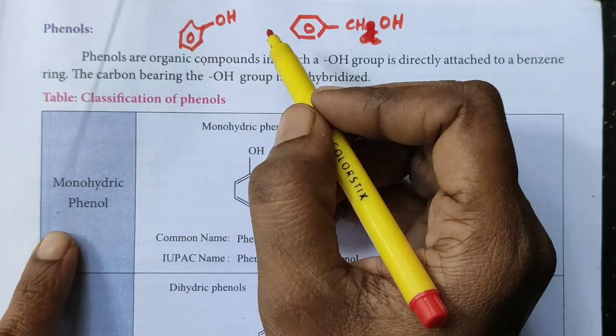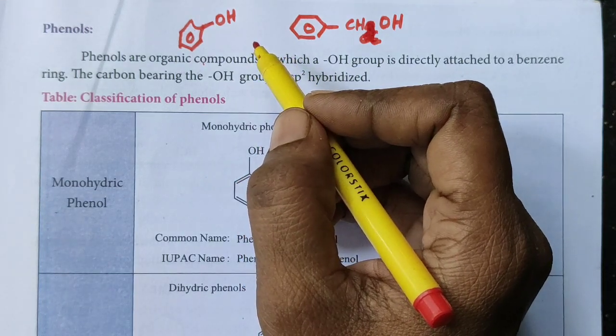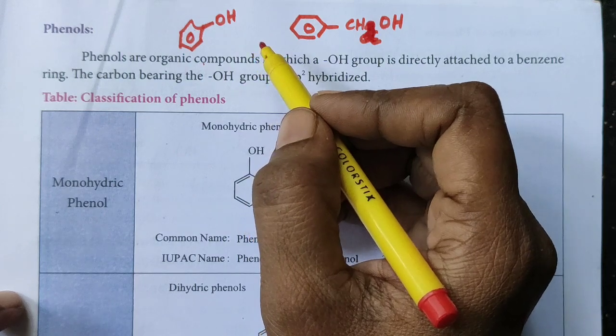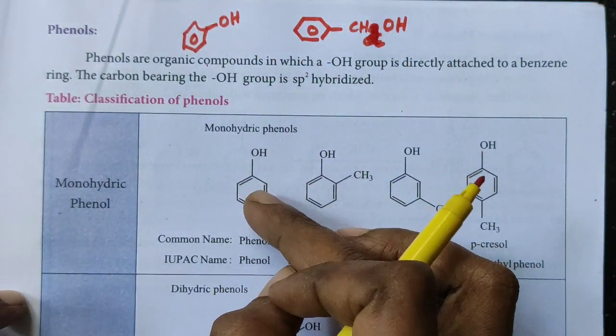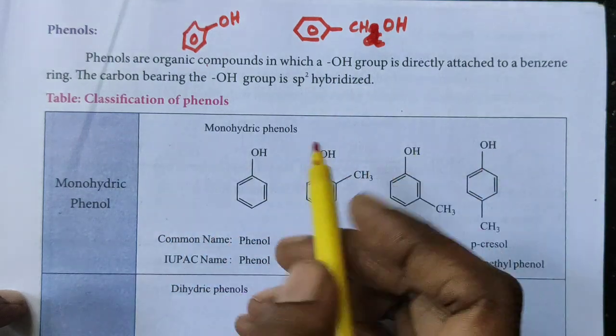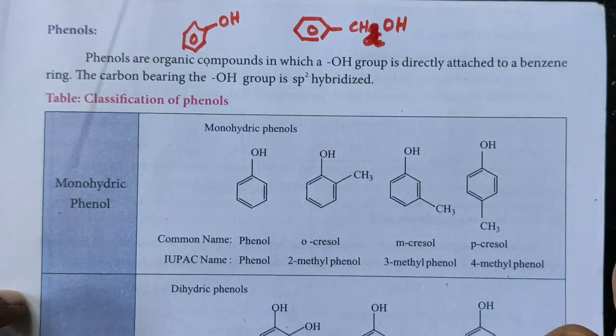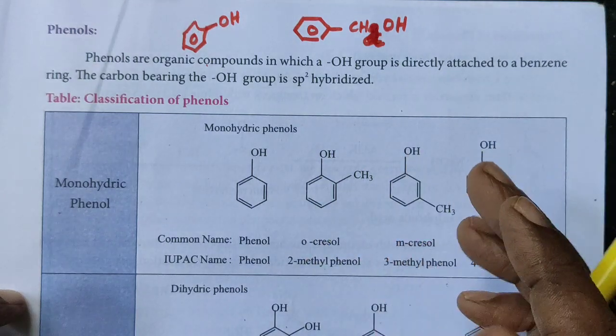So these phenols are classified into four types. One is monohydric phenol, that means a benzene ring which contains only one OH group. For example, benzene ring with OH. The name is phenol. The common name and IUPAC name both are phenol.